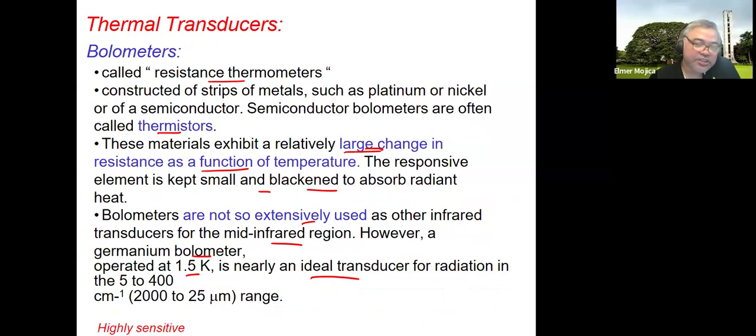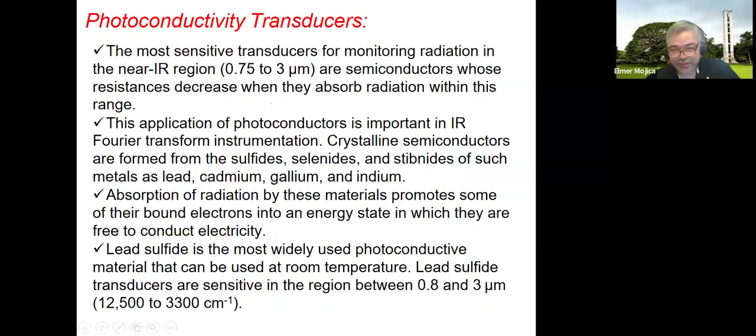Now, the other type of transducer, that is neither a photon nor thermal transducer, is the so-called photoconductivity transducer. This is the most sensitive transducer for monitoring radiation in the near IR. Okay, so they are semiconductors. Resistance decreases when they absorb radiation within crystals. The application of this is in the FTIR, wherein crystalline semiconductors form from the sulfides, selenides, and stibnites, such as lead, cadmium, gallium, and indium.